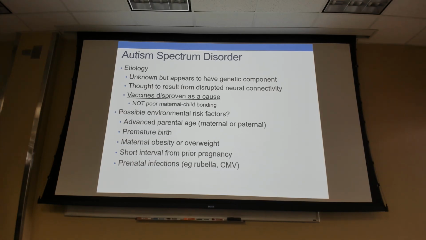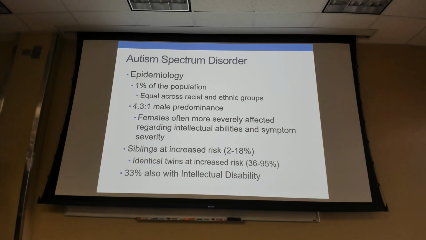So you do see an increased risk in older parents, so both maternal and paternal ages. You see an increase in premature deliveries, so premature birth can cause this. Short interval pregnancies is another one. That means multiple pregnancies within a 12-month period, which is just impressive if you're doing that anyway, but it is going to increase your risk of having some sort of autism. And then certainly any kind of prenatal infection is going to increase your risk of that.